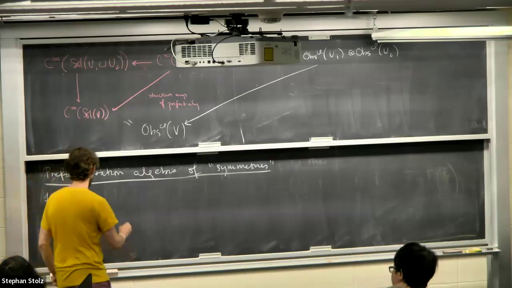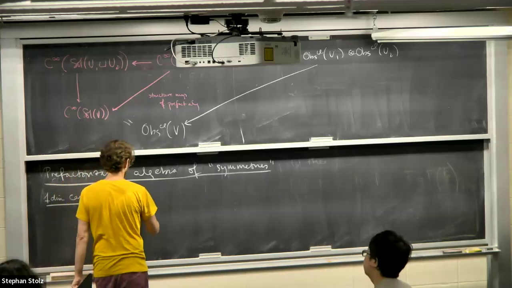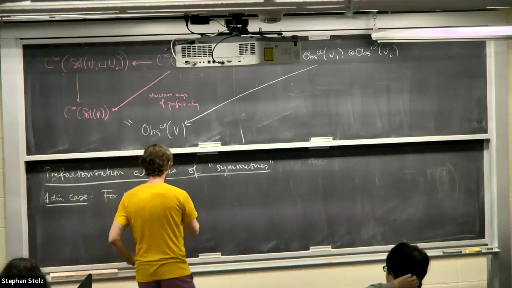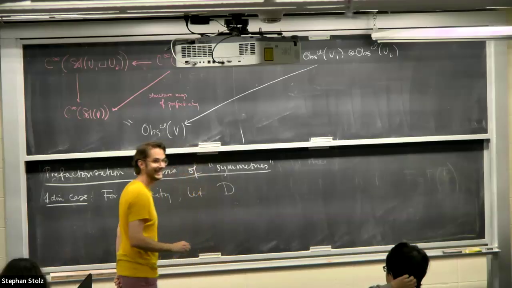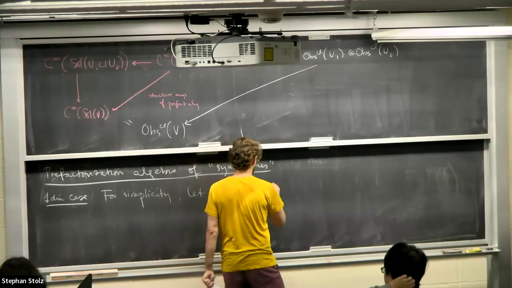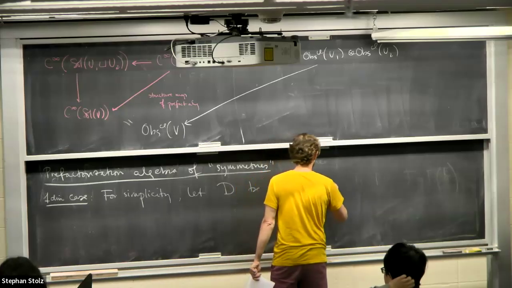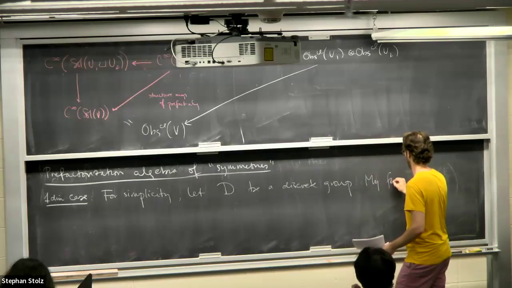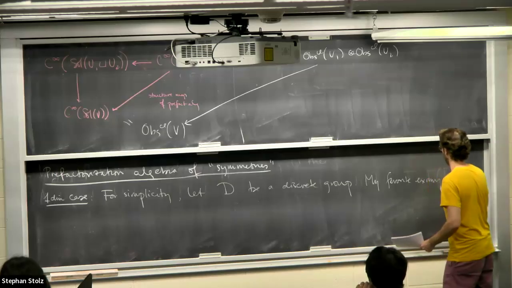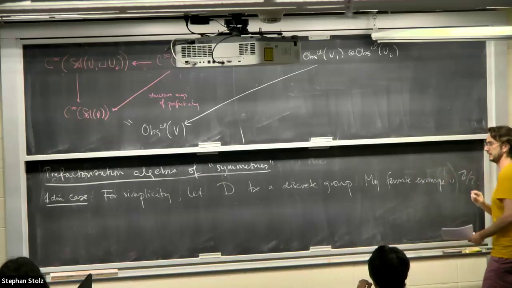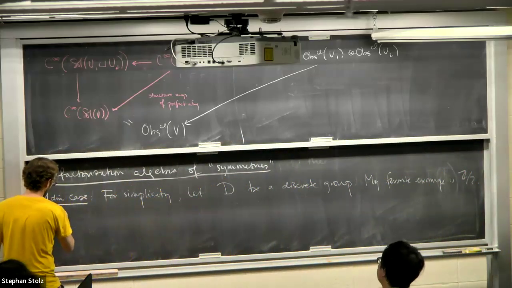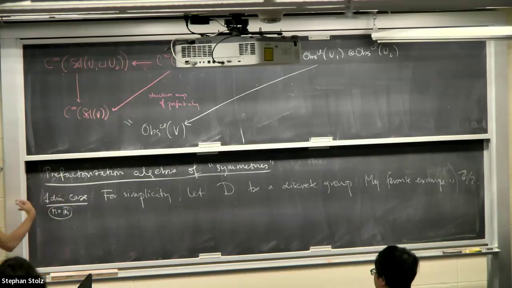So, for simplicity, instead of dealing with the Lie group, I'm going to think about a discrete group. To emphasize that it's discrete, I'm going to call it D instead of G. So, let D be a discrete group. My favorite example is Z mod 2. I should say that the one-dimensional case means that M is going to be the real line.